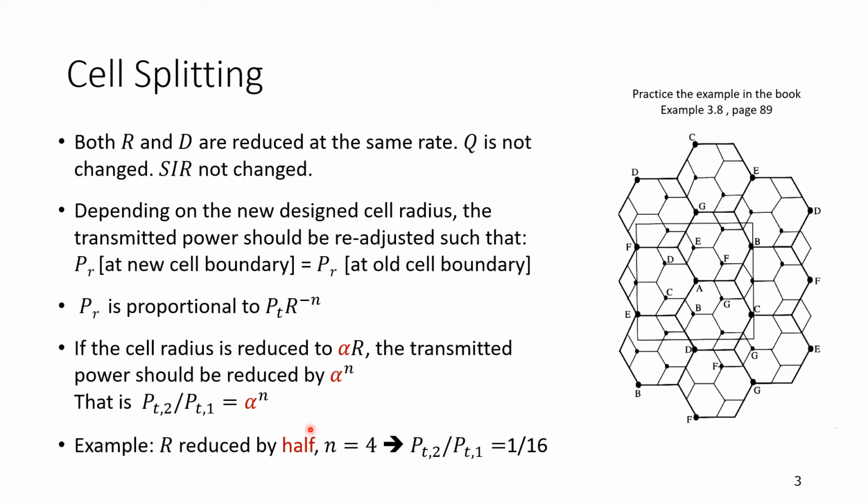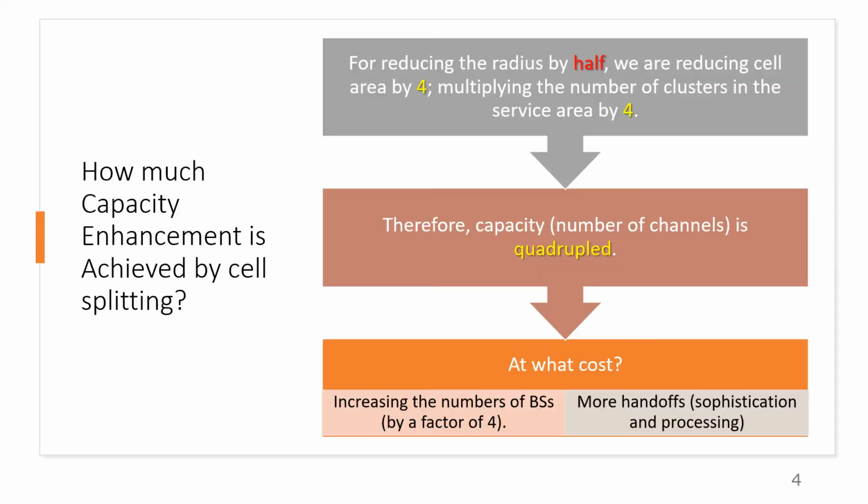Now, as we mentioned, if r is reduced by half and n equals 4, then it's going to be a power reduction of 16. If n was 2, then we get 1/4. It's just direct substitution into the following expression.